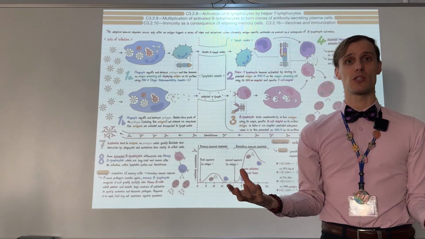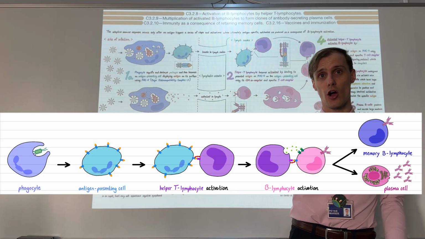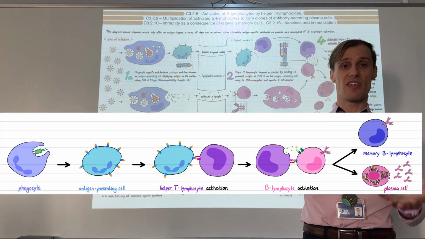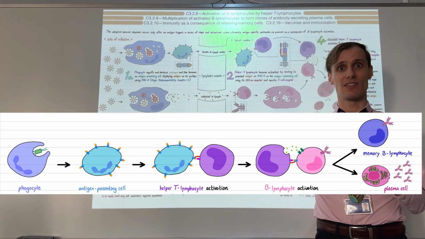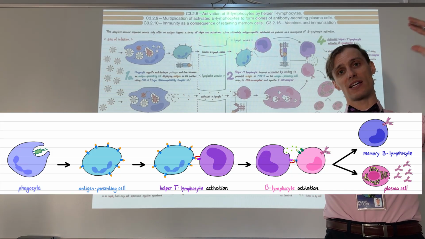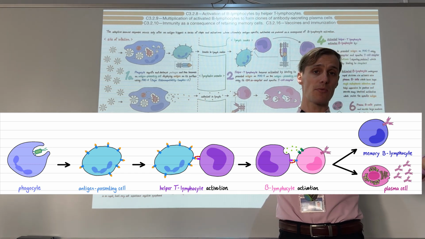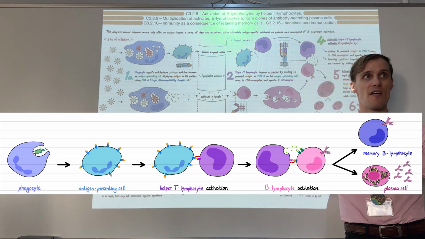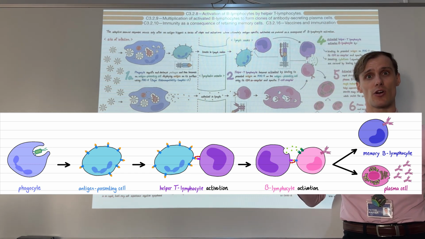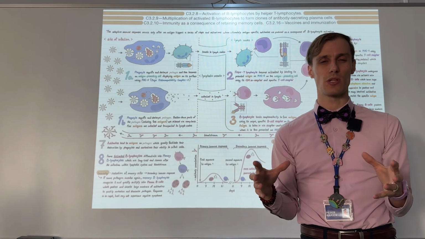where your phagocytes are going to be the first responders. They then are going to activate T lymphocytes, which activate B lymphocytes, which differentiate into plasma cells and memory cells, and through the vast production of antibodies are able to quell an infection really, really quickly.